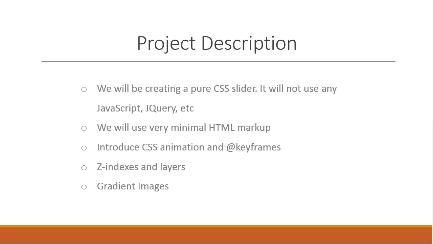We're going to use a very minimal HTML markup, and we're going to introduce CSS animation and keyframes. The next video will actually be kind of an introduction to keyframes, which allow us to do animation using CSS. And we'll talk about z-indexes and layers, because we want the image that's coming in to overlap the image behind it, and we can set that using z-indexes. And we'll also touch a little bit on using an image of a gradient and repeating it across the background to give us a gradient look.